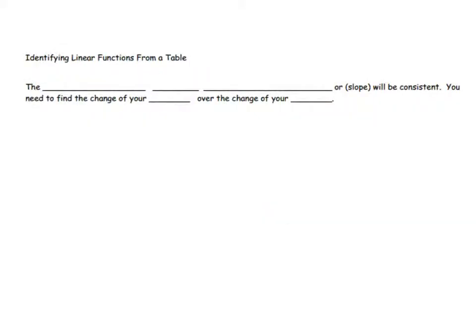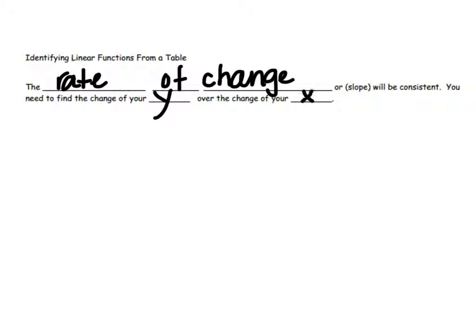Then I can also identify from a table. Remember that we were able to use a table to find the slope of a graph, or slope of an equation, so I can do the same thing with a table. So what I need to do this is the rate of change, or slope, will be consistent. So you will need to find your change of your y and the change of your x and make sure that they stayed the same.